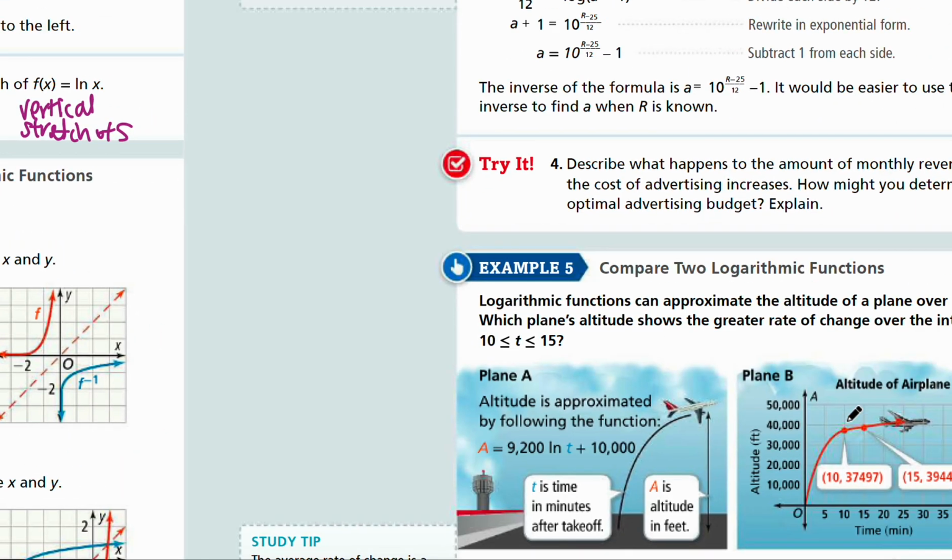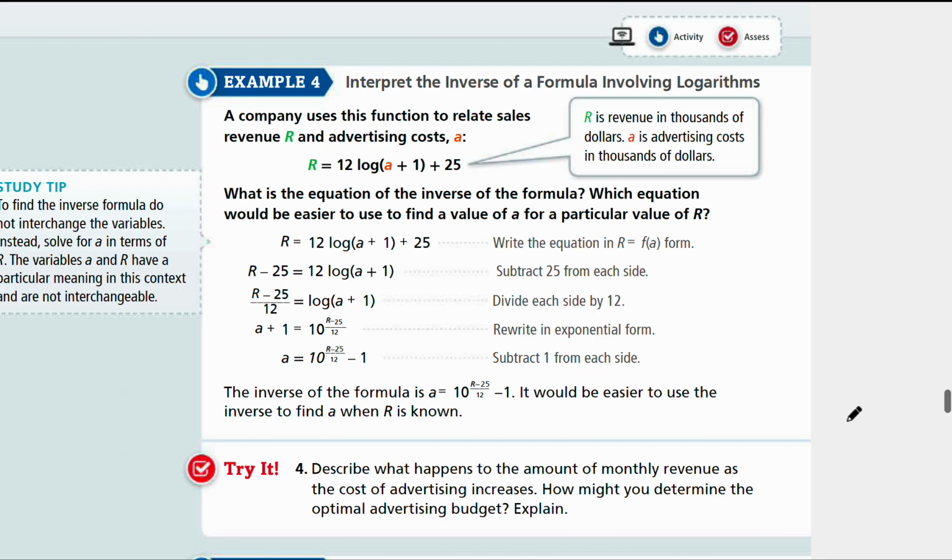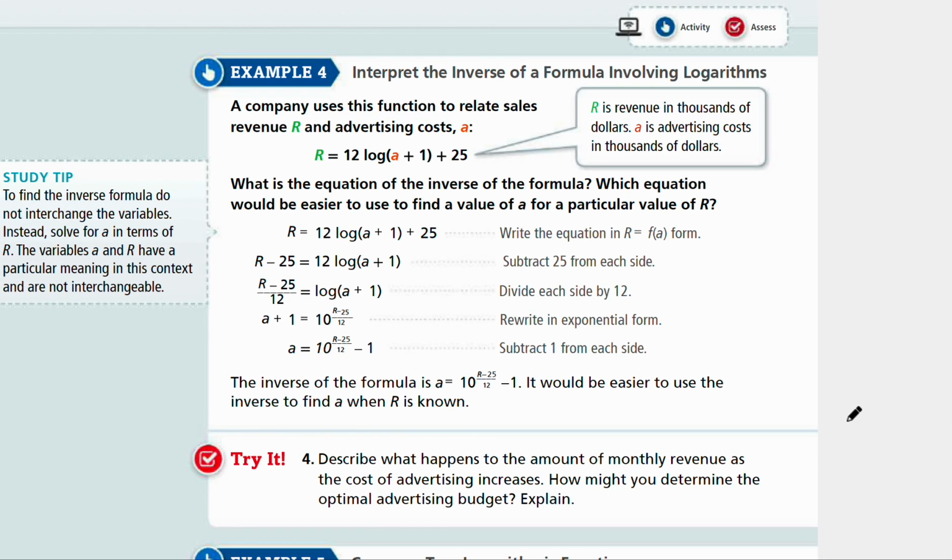Let's go to example 4, interpret the inverse of a formula involving logarithms. So a company uses this function to relate sales revenue R and advertising costs A with this equation. So what's the equation of the inverse of the formula? Which equation would be easier to use to find a value of A for a particular value of R?